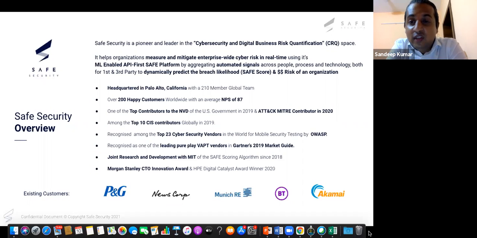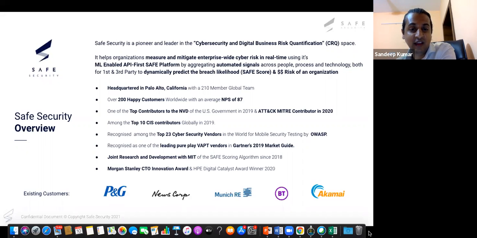Not only do we work with Fortune 500 companies, we have also been known for our contribution to the security community. We were one of the top contributors to the National Vulnerability Database of the US government in 2019, and also a contributor to the MITRE ATT&CK framework in 2020. We were among the top 10 contributors to the Center for Internet Security globally in 2019. We've been recognized by OWASP, the Open Web Application Security Project, as among the top 23 cybersecurity vendors in the world for mobile security testing. We were also recognized by Gartner in their 2019 market guide as one of the leading pure play VAPT vendors.